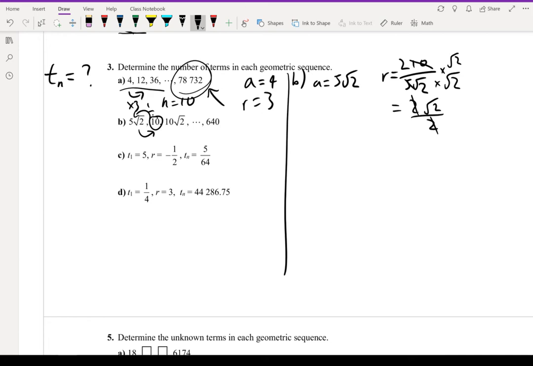Did I do things right? Yeah, I did. So it's just root 2. 2 over root 2 is the same as root 2. So the ratio is square root of 2.